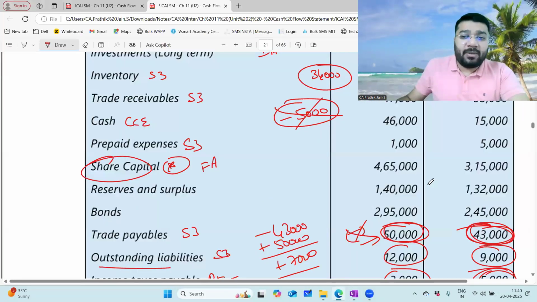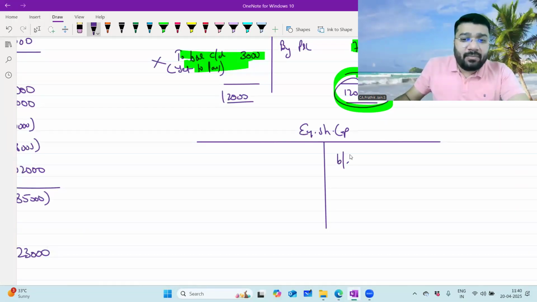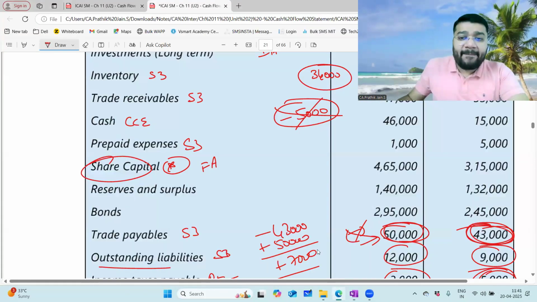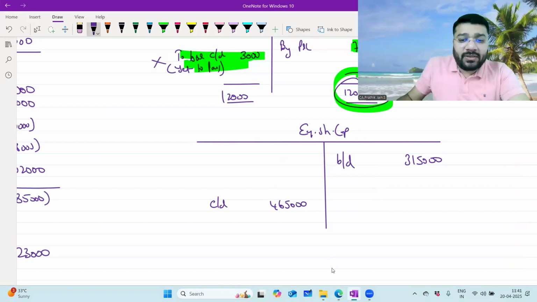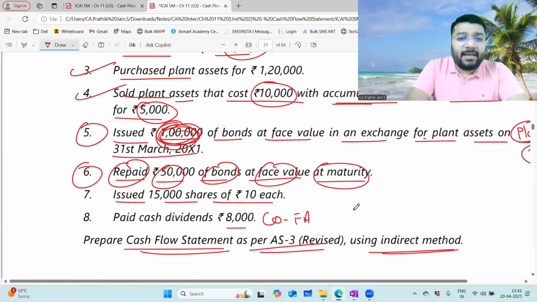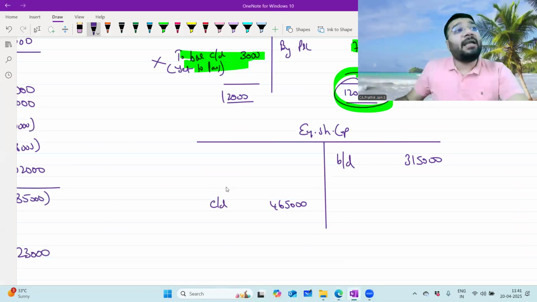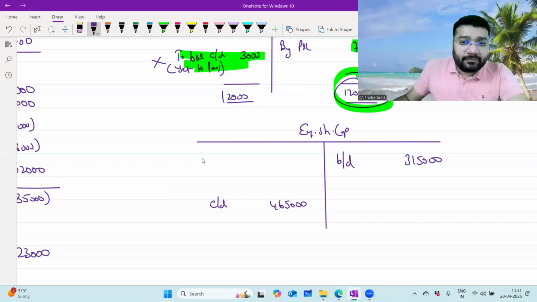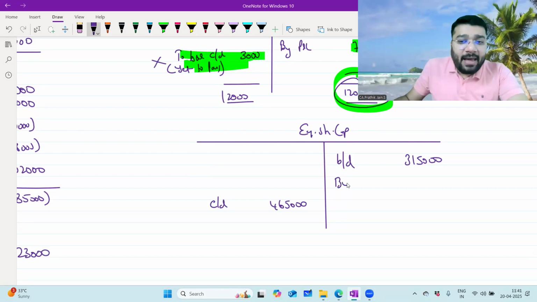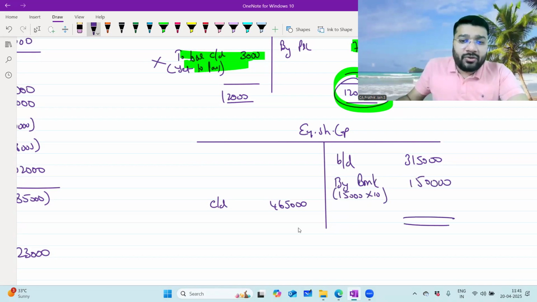Opening balance how much? 3,15,000. So balance brought down 3,15,000. Closing balance how much? 4,65,000. They've told that issued 15,000 shares for 10 each. What is the journal entry? Bank to equity share capital directly you can do. How much? 1,50,000. So 15,000 into 10, 1,50,000. Total is matching. So no other item is there.